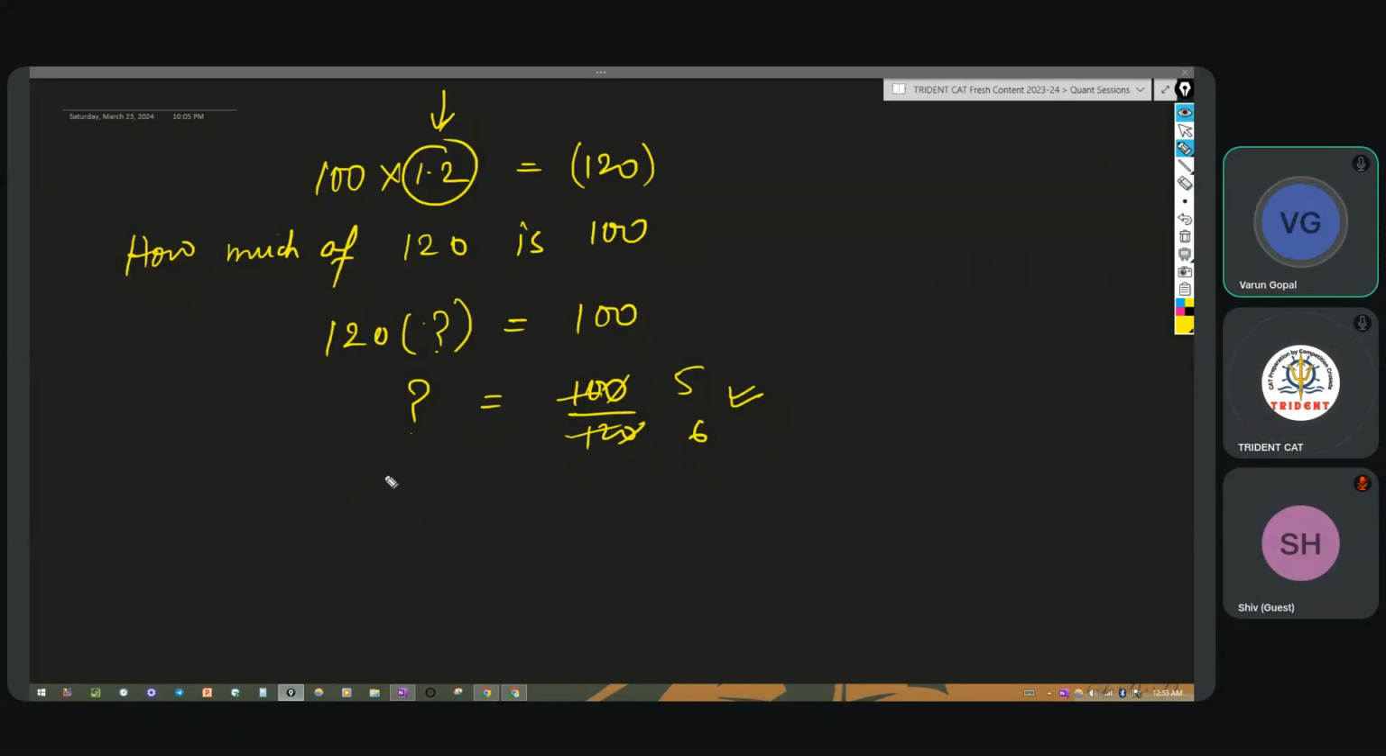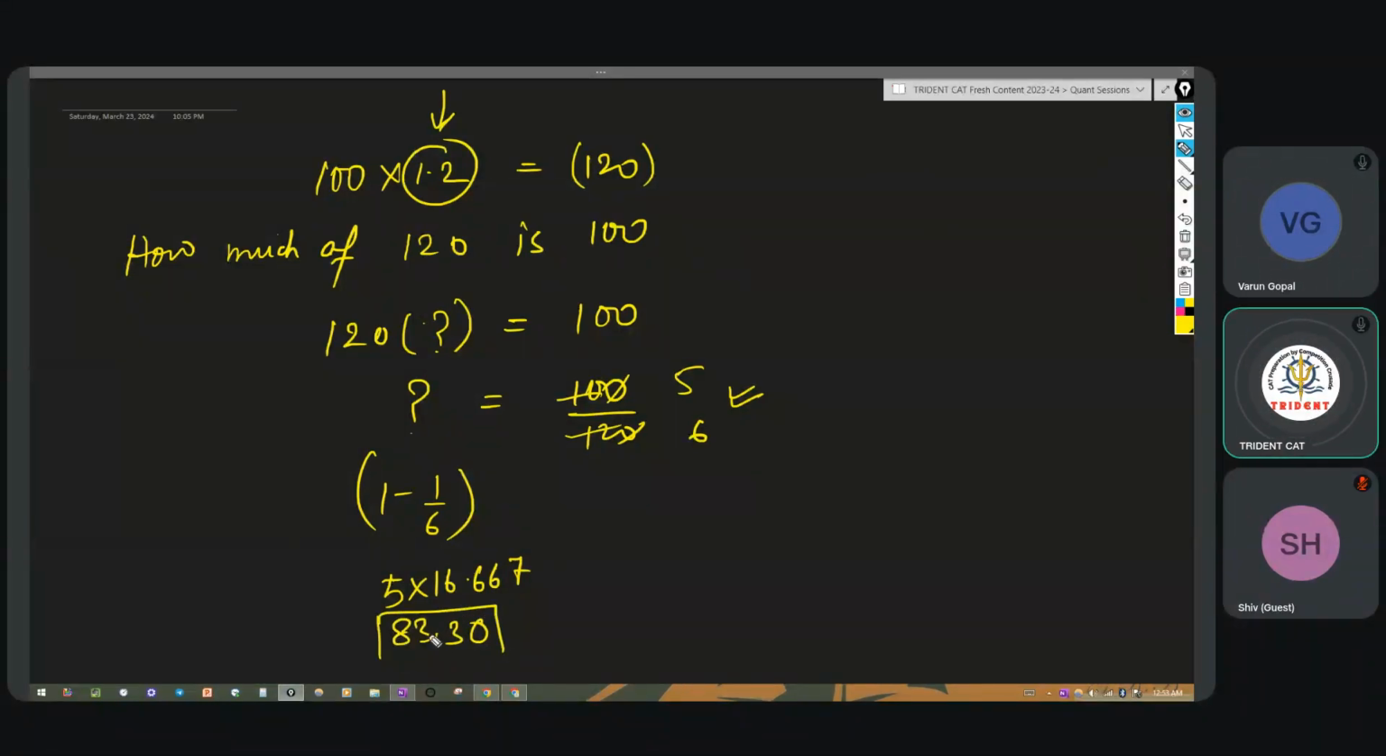What is 5/6? This is 1 minus 1/6. This is again 16.67 for 1 by 6. So 5 by 6 is 83.33. That means if from 100 to 120 there is a 20% increase, then from 120 to 100 only about 16% is getting decreased.